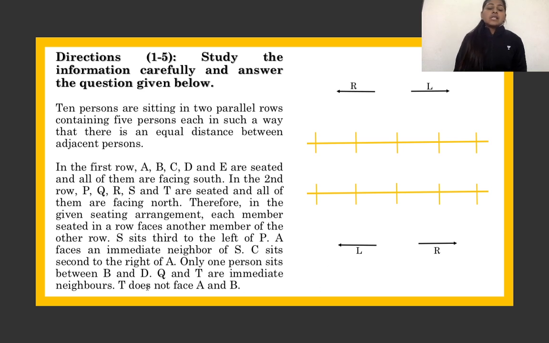For that, they have given us the last clue, which says T does not face A and B. So if T does not face A, T can't be here. It has to be Q here and T here. And if T is here, B can't be here. It will be D and B there. So this is the final solution.